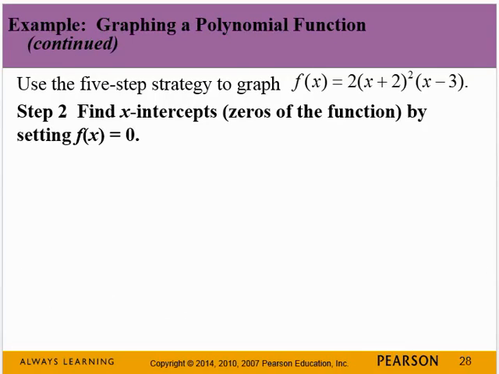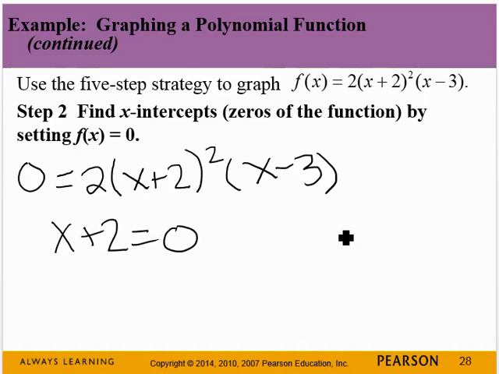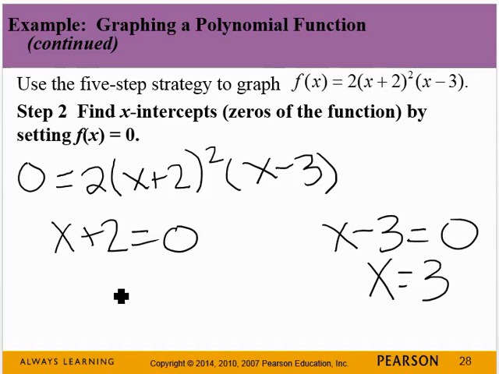Step 2 is find the x-intercepts, so zeros of the function, by setting f of x equal to 0. So we have 0 equals 2 times x plus 2 squared times x minus 3. So in this case, you know that if you had either one of these be 0, then your entire equation would be 0. So you have x plus 2 equals 0, and x minus 3 equals 0. So you're going to have a 0 when x equals 3, or x equals negative 2.